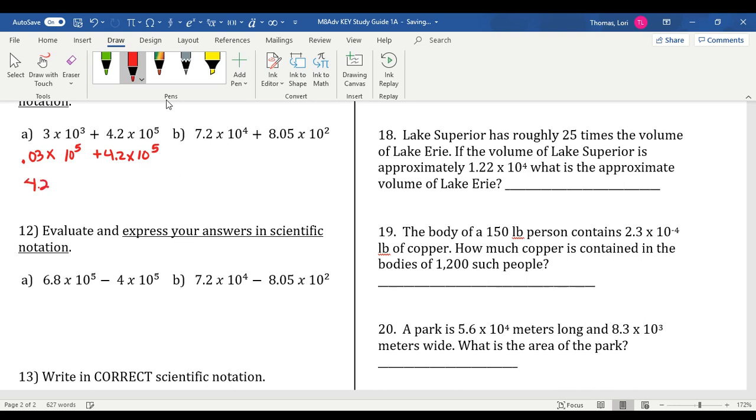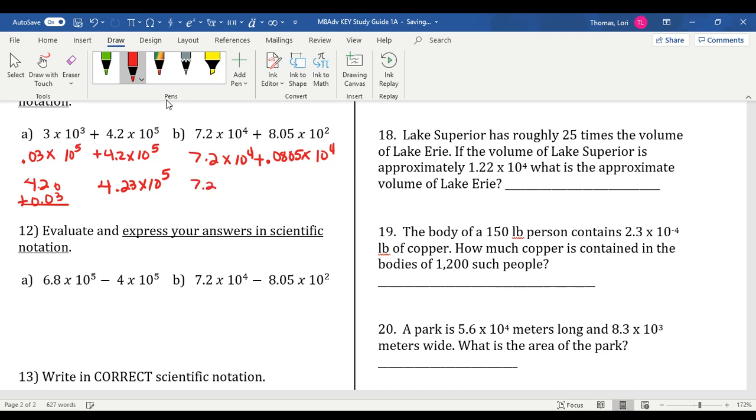So we're going to have 4.2 plus 0.03, and that gives us 4.23 times 10 to the 5th. Here I'm going to adjust this 2 and make it 10 to the 4th, and then I'm going to move my decimal 2 places to the left, and then we're going to add the coefficients and then just bring over the power of 10 to the 4th.